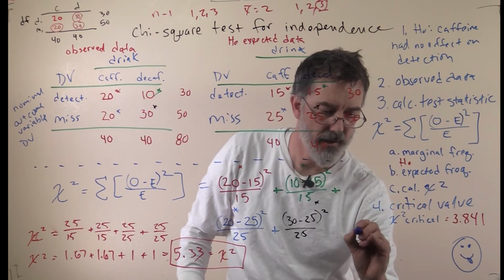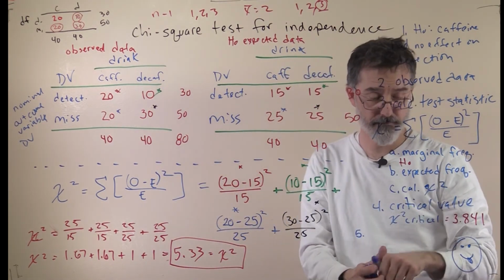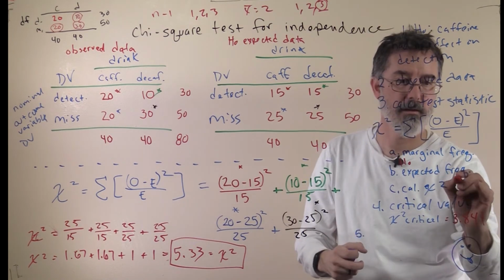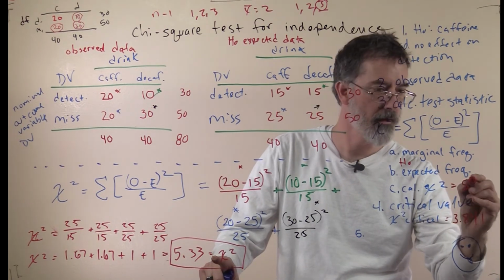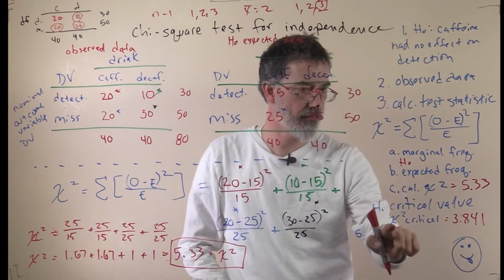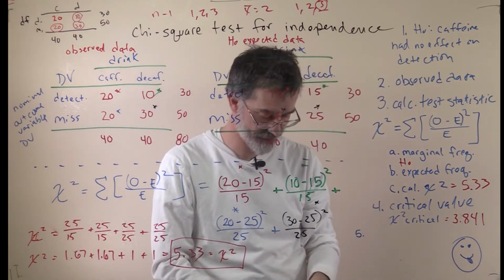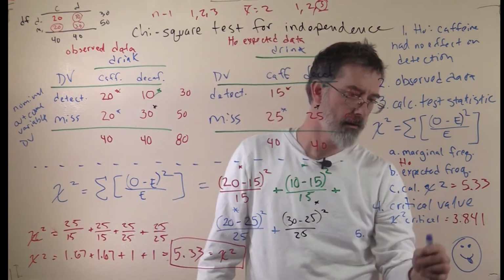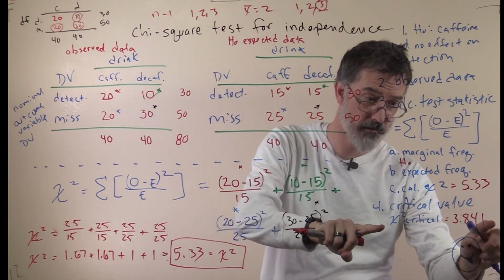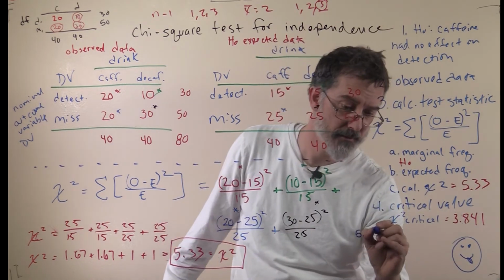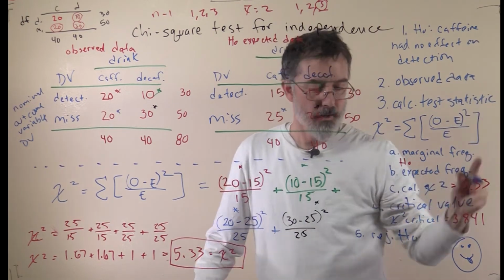All right, like in the past, now that we have our actual chi-square test statistic, that was 5.33, and we have our critical value, now we can decide whether or not to reject the null hypothesis. And here, like always, whenever our test statistic is more extreme than our critical value, we reject the null hypothesis. So here, we reject our null hypothesis.